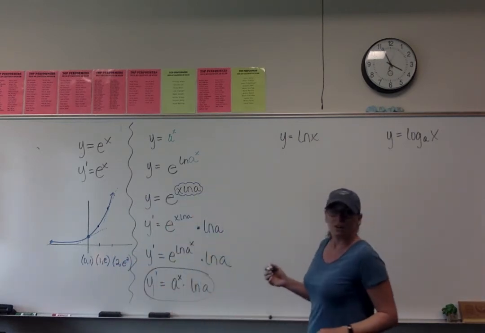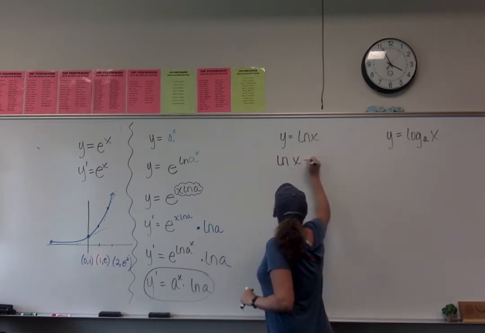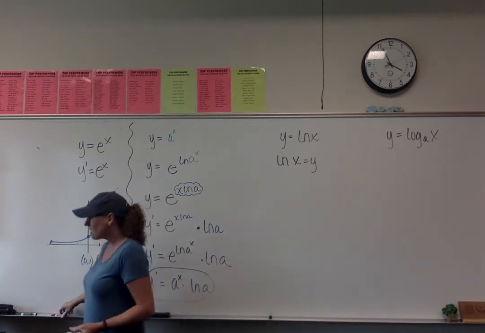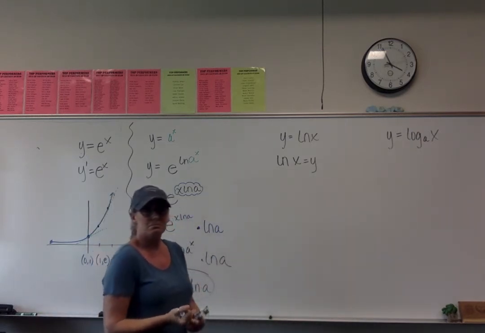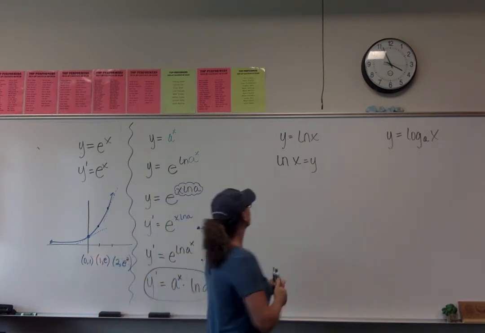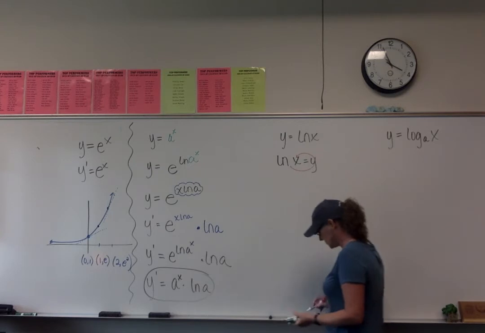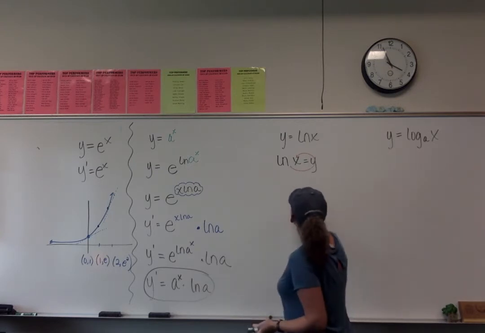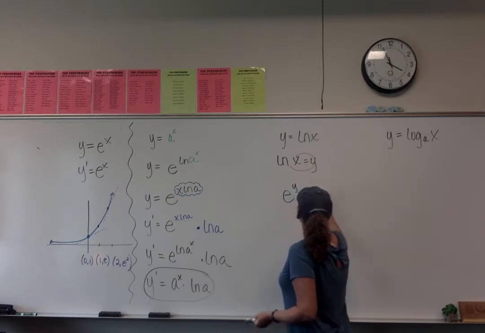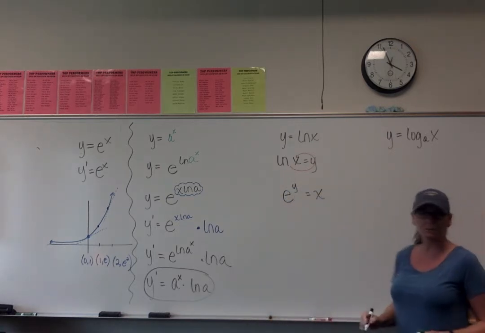Y equals natural log of x. I'm going to flip it around. You'll see y in a minute. Natural log of x equals y. And what I showed you to do in pre-cal is, don't know much about logarithms? That's okay. Change it to an exponent. Grab the base. Do that. So I get e to the y equals x.